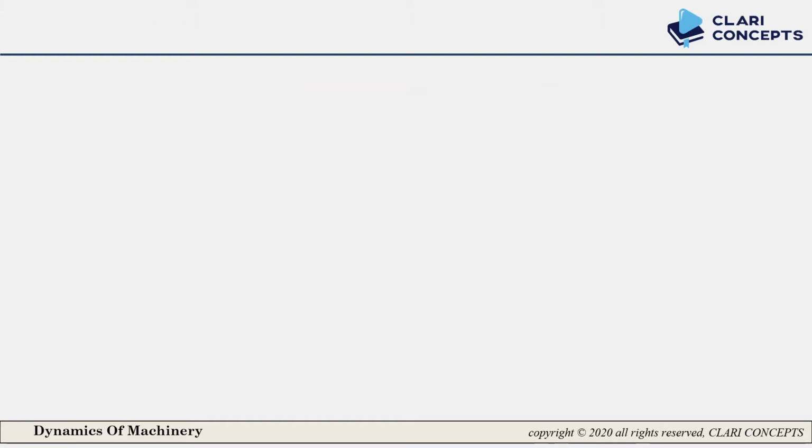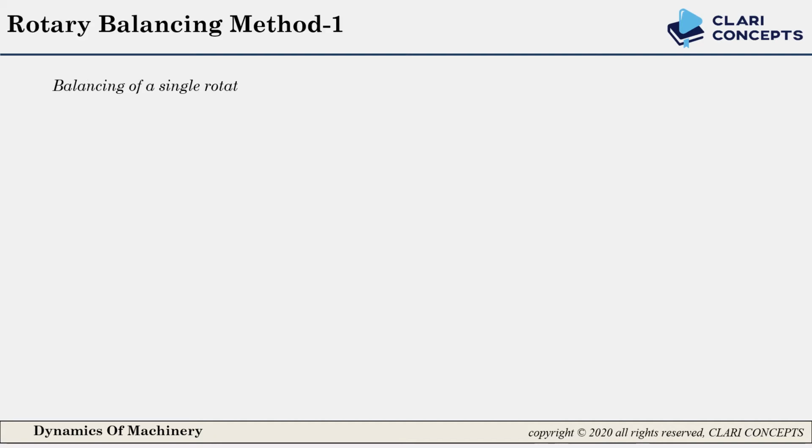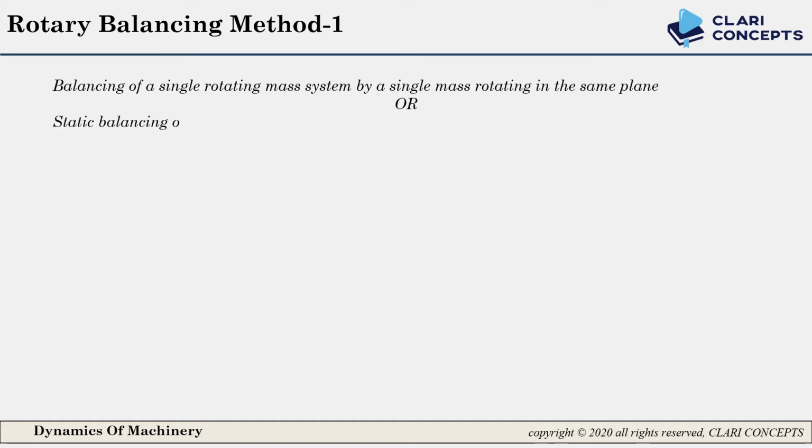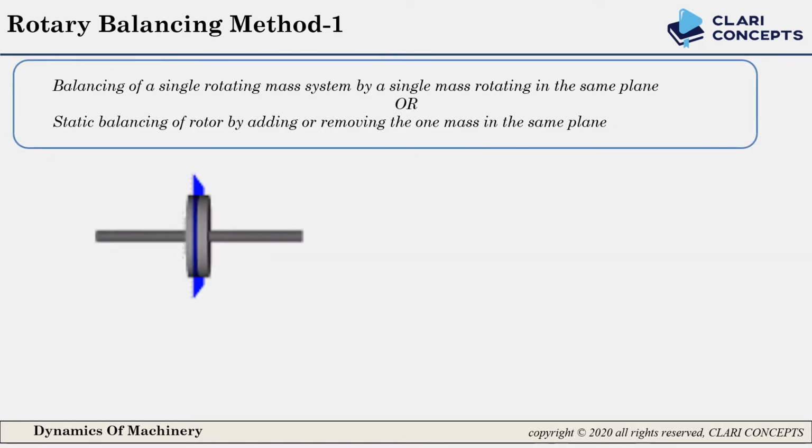So let's start with the first method of rotary balancing, which is the balancing of a single rotating mass system by a single mass rotating in the same plane, or you can say static balancing of a rotor by adding or removing one mass in the same plane. To understand this method, take one shaft on which one rotor is placed, and the blue rectangle shows the plane of that system. On this plane, one mass m is placed at radius r.